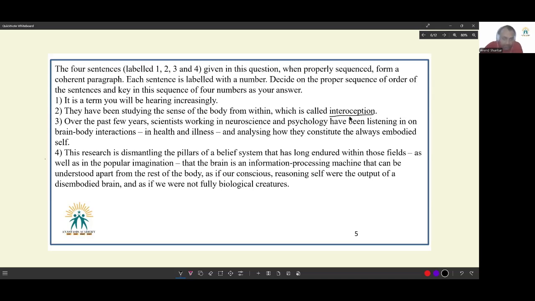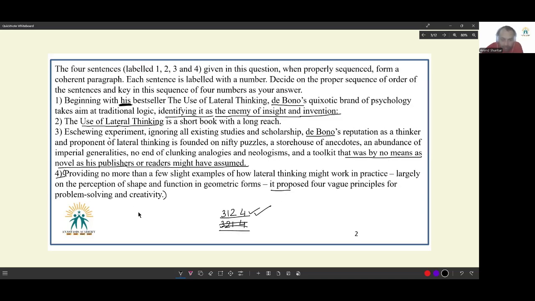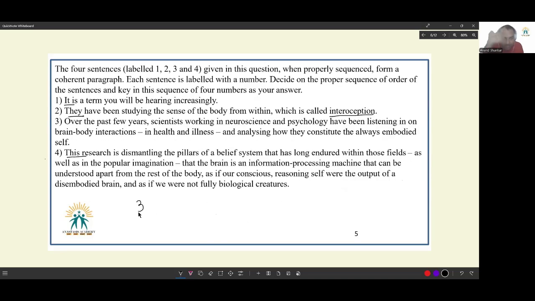Let's see. For the past few years, scientists working in neuroscience and psychology have been listening in on brain-body interactions in health and illness and analyzing how they constitute the always embodied self. This research, they, clearly 3 is the beginning statement again. Have I got a case where everywhere 3 is the beginning statement? Apart from the third question, everywhere 3 is the beginning statement. Okay. Scientists working in neuroscience and psychology have been listening in on brain-body interactions. Now, I know 2, 1 as a pair will come. So it will either be 3, 2, 1, 4 or 3, 4, 2, 1. This seems more likely. Let me see.